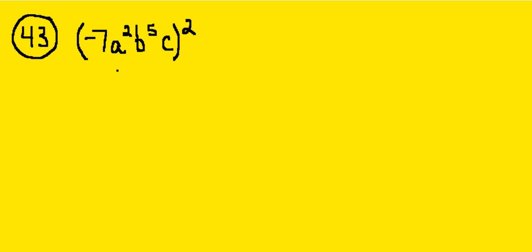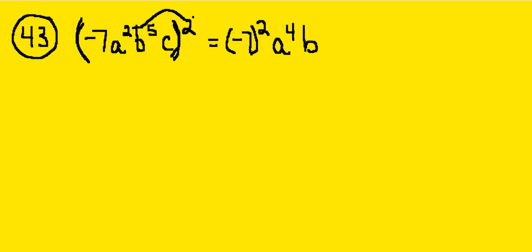All right, here's 43. So I'm going to distribute this across, and this is going to be negative 7 to the second power. And that negative 7, see how it's in parentheses here, and it's going to remain in parentheses until I evaluate it. You could go ahead and do it now if you wanted to, but I'm teaching it and I just want to break it down for you. The rest of this is a to the, what is that? 2 times 2 is 4. B to the 2 times 5 is 10. And C to the, there's really a 1 there. 2 times 1 is 2.